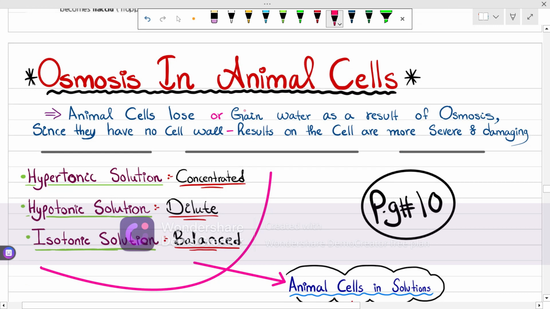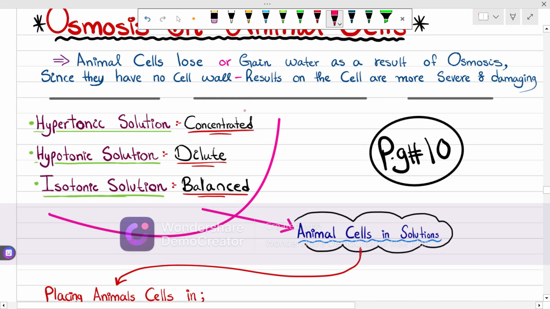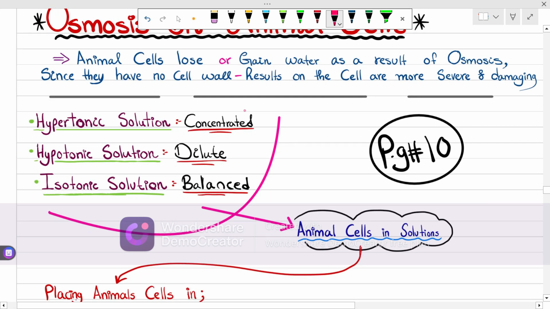Osmosis in animal cells. Animal cells lose or gain water as a result of osmosis. Since they have no cell wall, its results on the cell are more severe and damaging. For osmosis in animal cells, we use three terms, so it's very important to remember these three terms.